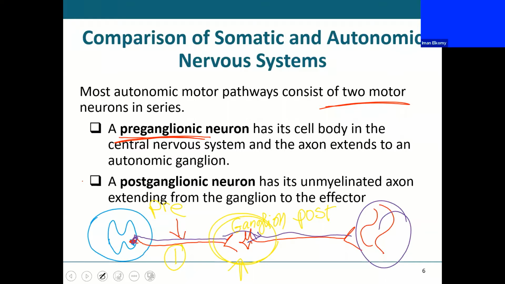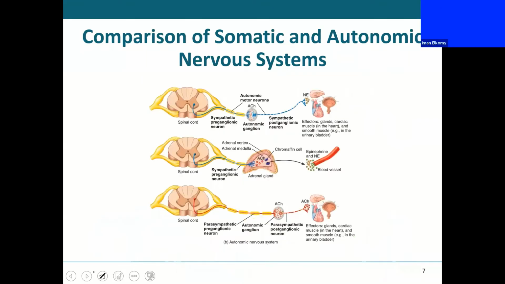So one of the main differences is your somatic system only has one motor neuron. That's what we've already done and know. When we talk about autonomic, most of the time I've got two motor neurons, a preganglionic neuron and a postganglionic neuron. And then, of course, there's that autonomic ganglia that connects the two or harbors the cell bodies. Okay? Let's go on to this.